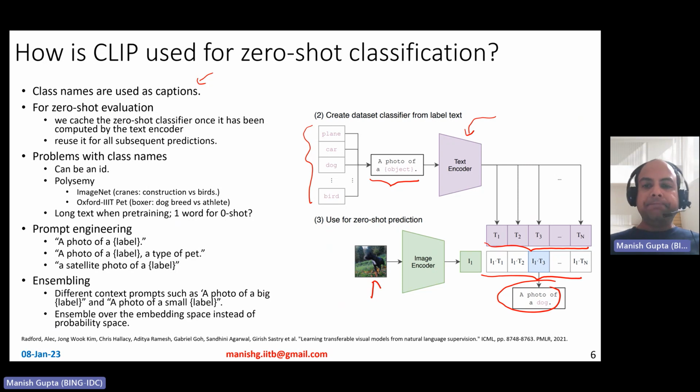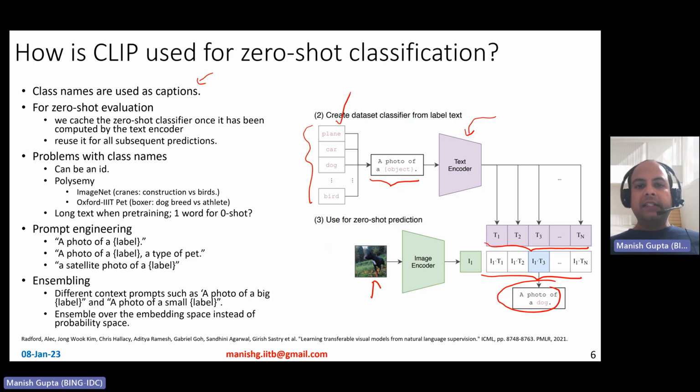Okay. You could use class names directly as the text to be encoded by the text encoder, but that has three problems. One, in many data sets, class names are just IDs. There are no class names really. I mean, it's just like class 0, class 5, and so on. What do you do in that case, right?